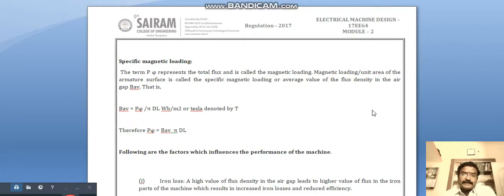The term Pφ represents the total flux, and it is called total magnetic loading. Pφ is nothing but total magnetic loading. Magnetic loading per unit area of the armature surface is called specific magnetic loading, or the average flux density in the air gap, Bav. Bav, the specific magnetic loading, is equal to Pφ by πDL Webers per meter square or Tesla.